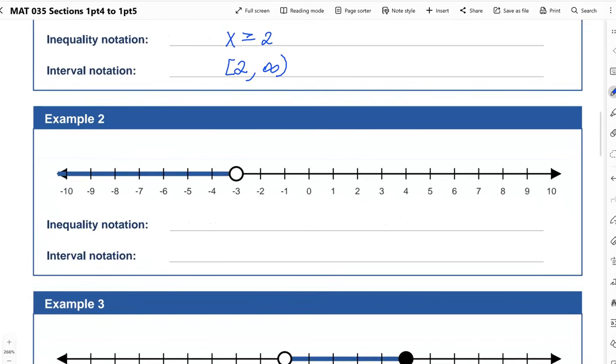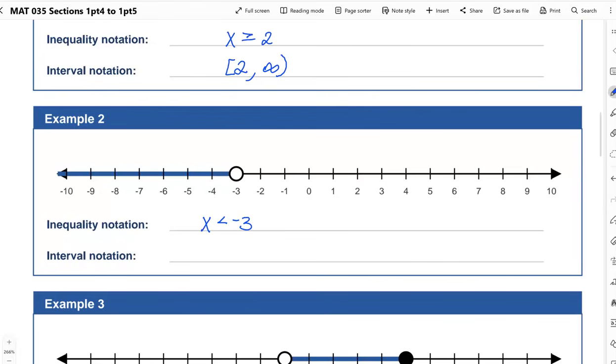Let's look at the next one. We have this graph that has an open circle at -3 and it's shaded to the left. So I'm looking at everything less than -3. So inequality would say x is less than -3. Strictly less than because of the open circle.